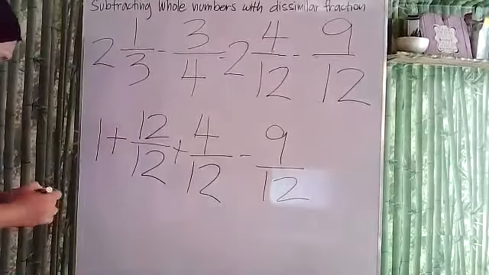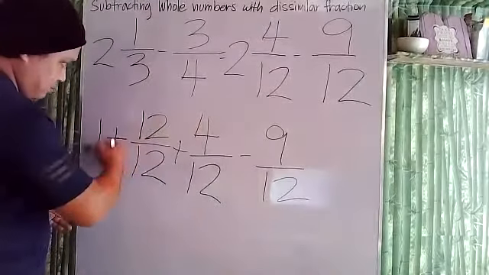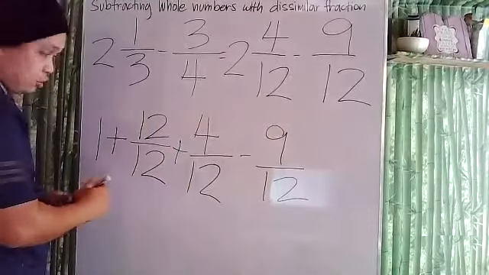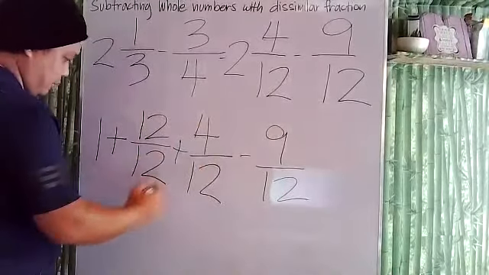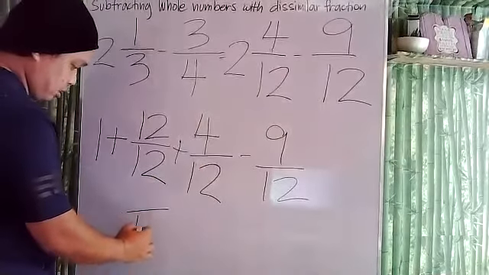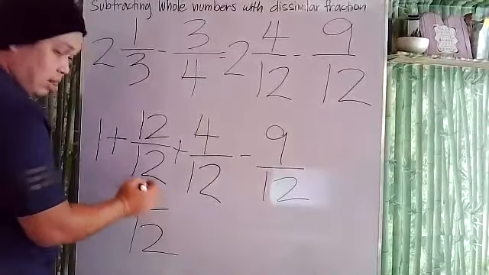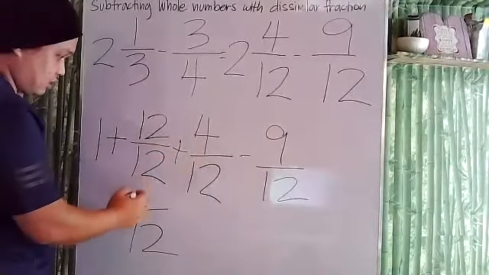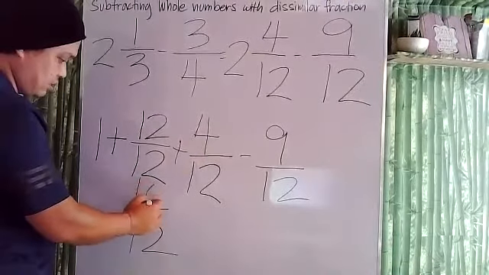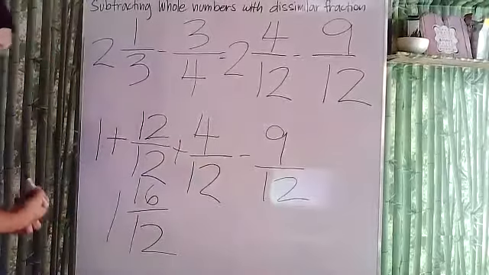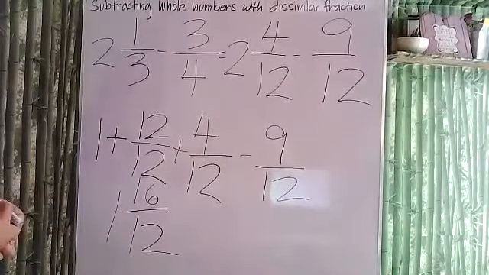Now, we're gonna practice this. Okay? Now, adding similar fractions, copy their denominator, which is 12. Now add their numerators, which is 12 plus 4, that's 16. Okay? 16 and plus 1, 1. So we have now 1, 16 over 12.